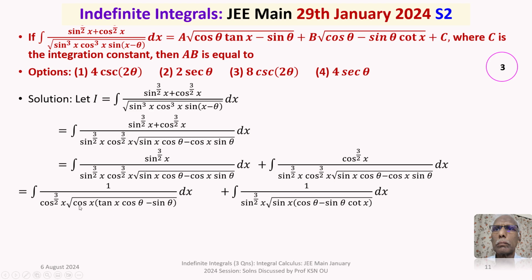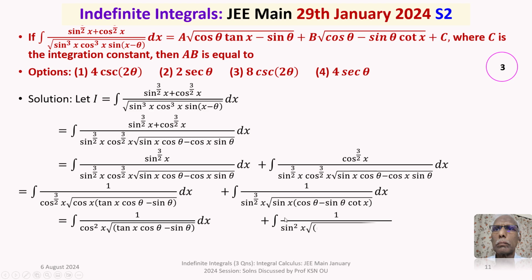And now this cos x will come out of the square root, that will be cos to the power of half, and cos to the power of 3 by 2 will be cos square x. And this sin x will come out as sin to the power of half and sin to the power of 3 by 2, and this is sin square x. So this will be the integral of 1 by cos square x into under the square root plus the integral of 1 by sin square x under the square root of dx. Whatever is under the square root above is there, that we have written.